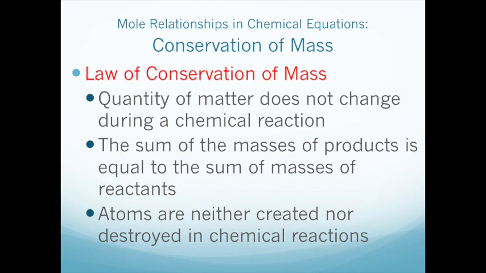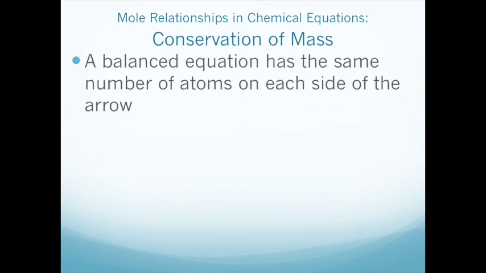The sum of the masses of the products is equal to the sum of the masses of the reactants. And atoms are neither created nor destroyed. And that's in chemical reactions. Obviously, they are created or destroyed in nuclear reactions, but we already talked about those as much as we're going to talk about them in this class. So, a further extension of this law is that a balanced chemical equation has the same number of atoms on each side of the arrow and the same mass.